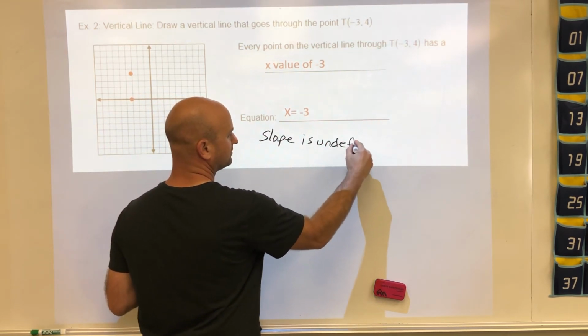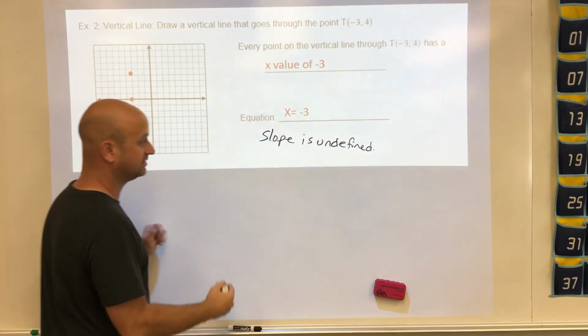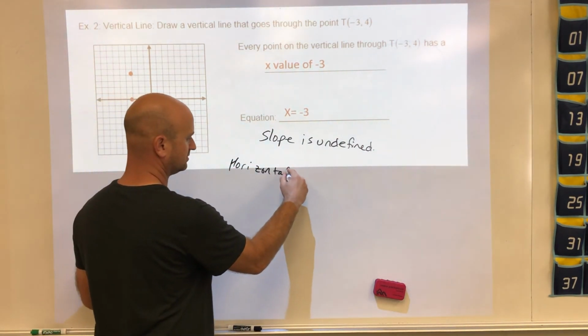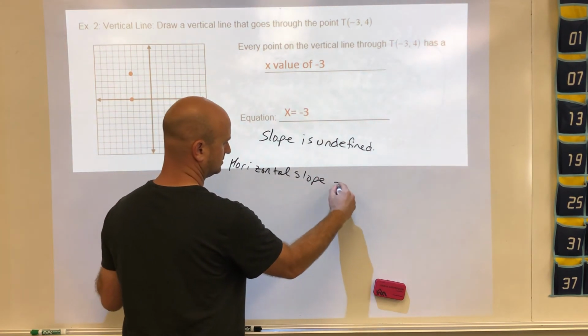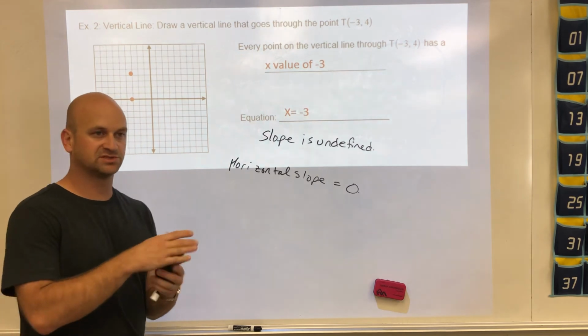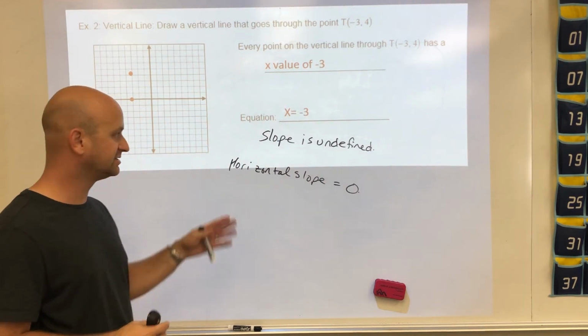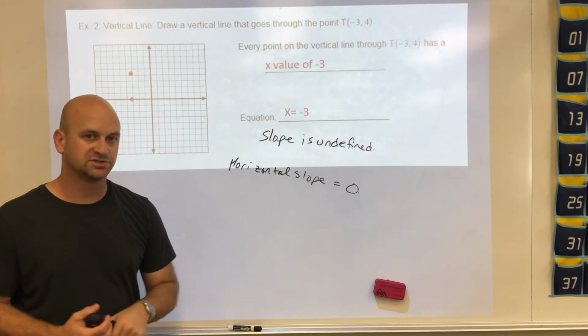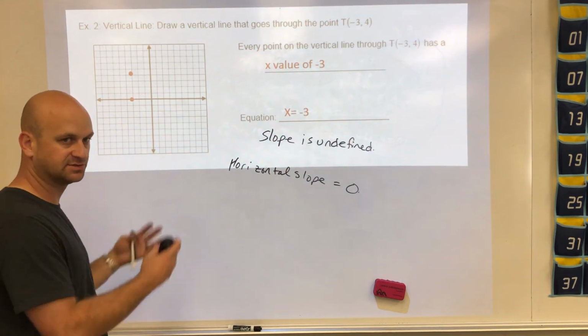The slope for the horizontal line is what we call 0. And they are not the same. 0 does not mean undefined. 0 means there's no change in height. Undefined means it's a vertical line. And we don't get into too much detail on what undefined is, we just need to know that it's undefined.